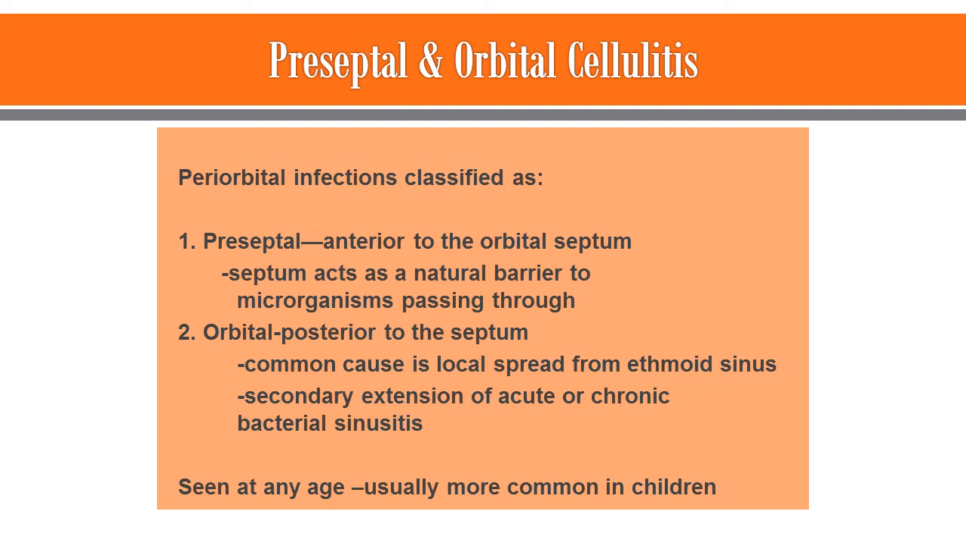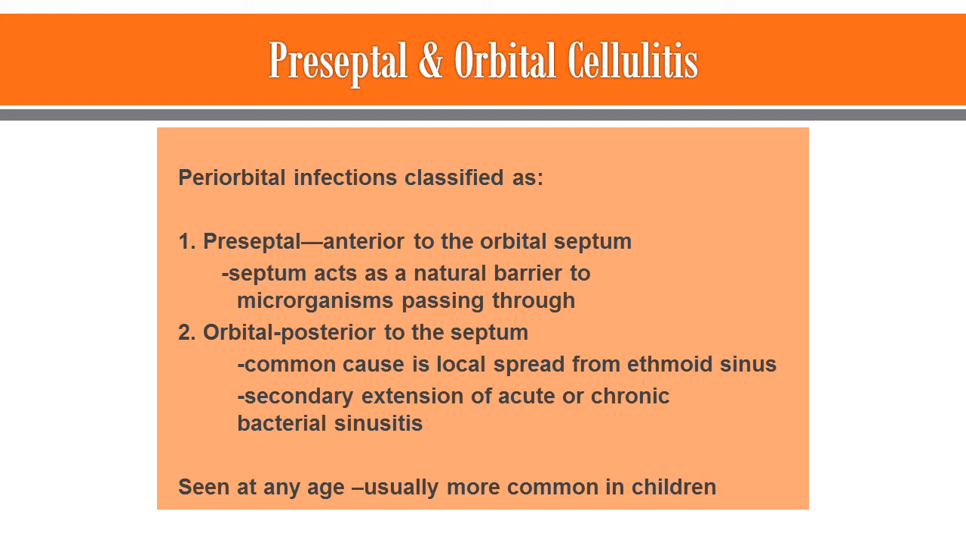Orbital is posterior to the septum, and the distinction between the two is critical because infection of the orbit with extension to the orbital apex can lead to blindness and even fatality. Both of these are more common in children, but you are going to see them in adults as well.